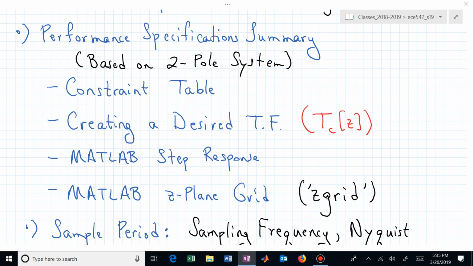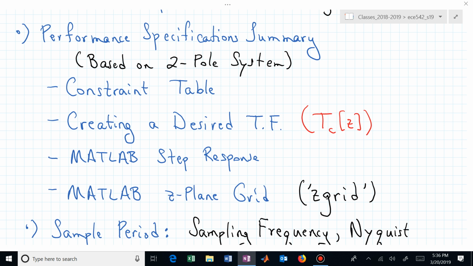We'll try to summarize these performance specifications with a table. And that table, and here, I guess all over this set of notes, you should see a thumbprint. These are all sort of rules of thumb. They're not exact rules, and they go to pieces when you start throwing zeros in on your transfer function.